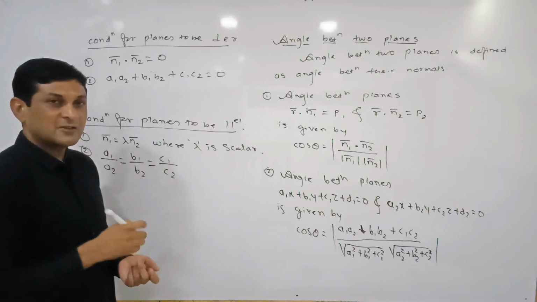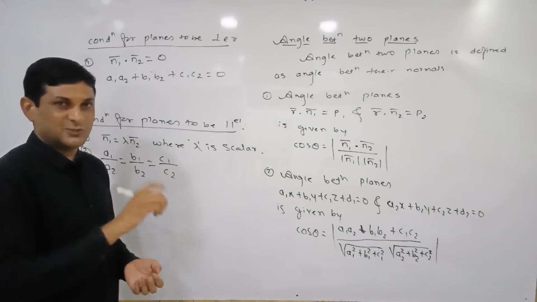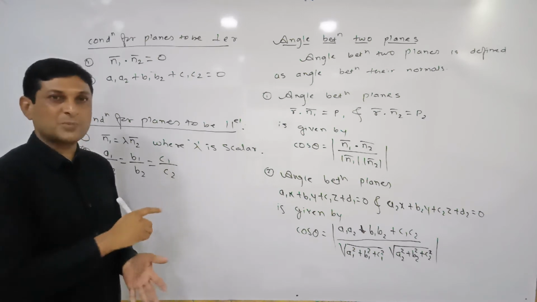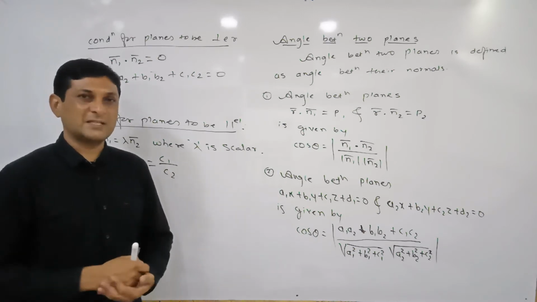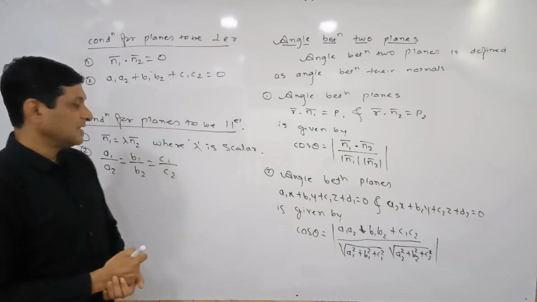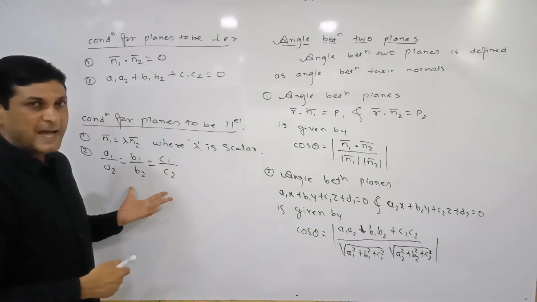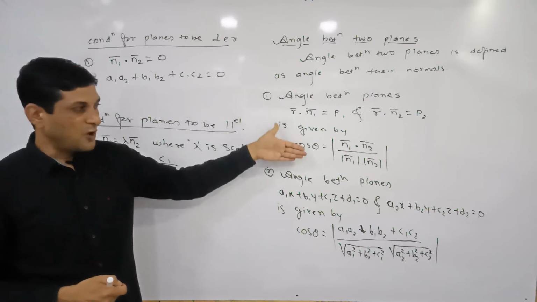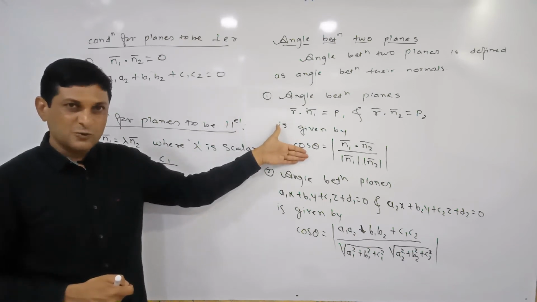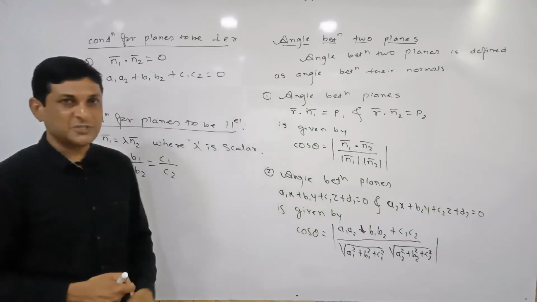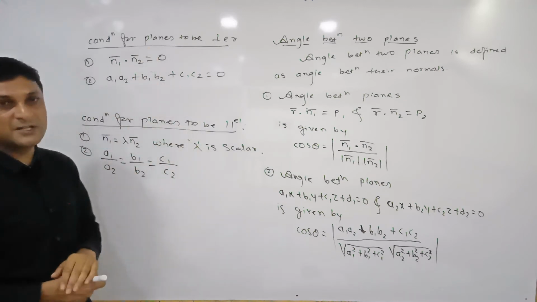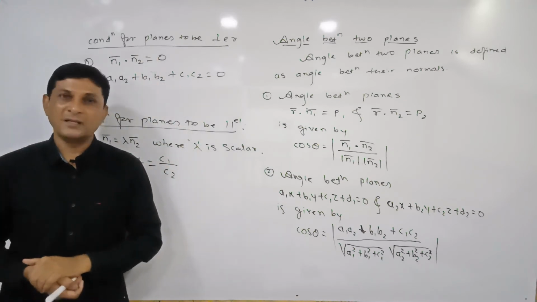But these values are nothing but direction ratios. Means direction ratios are in proportion, or in other words we can say that direction ratios are equal, if two planes are parallel. So in this way we have seen one formula to find out angle between two planes for vector form and Cartesian form, and later on we have seen the condition for planes to be perpendicular and parallel.